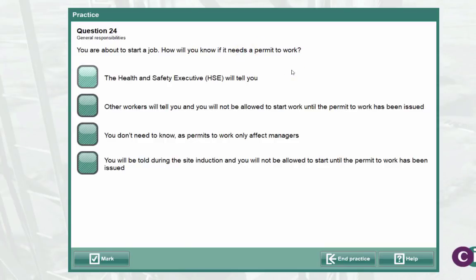You are about to start a job. How will you know if it needs a permit to work? The Health and Safety Executive, HSE, will tell you. Other workers will tell you, and you will not be allowed to start work until the permit to work has been issued. You don't need to know, as permits to work only affect managers. You will be told during the site induction, and you will not be allowed to start until the permit to work has been issued.